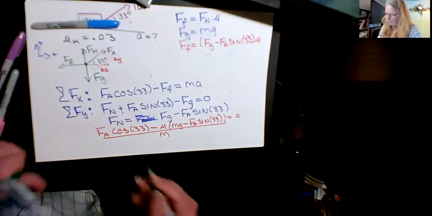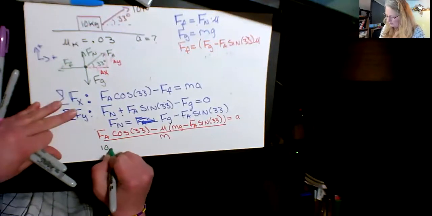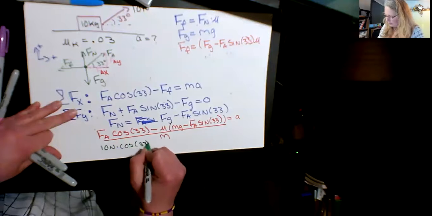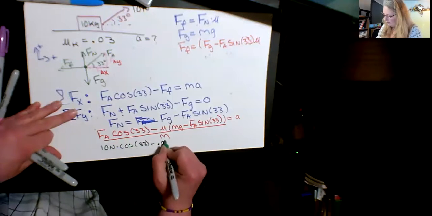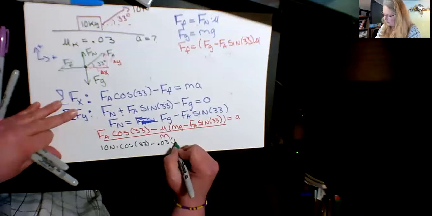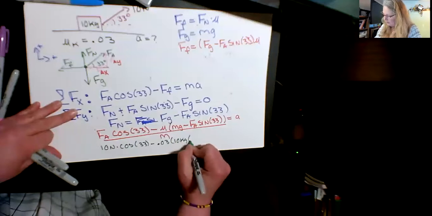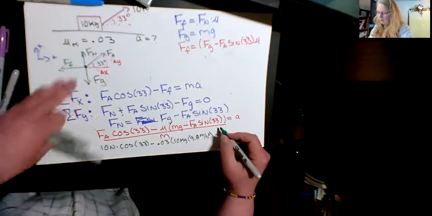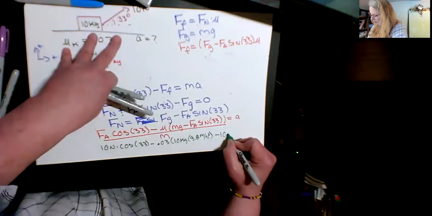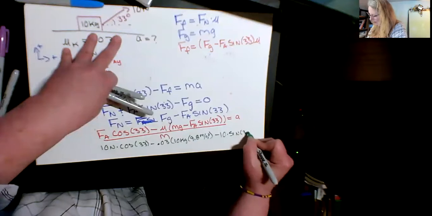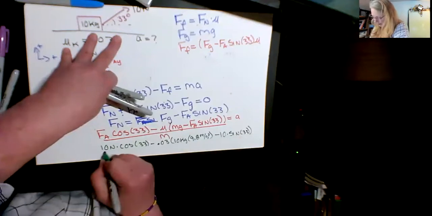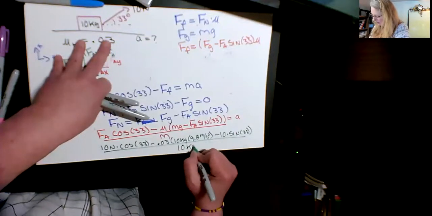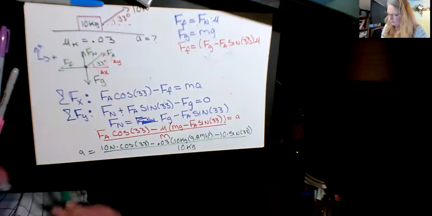So let's see. My force applied is 10 newtons. So 10 newtons times cosine of 33 minus mu is 0.03 times my 10 kilograms times 9.8 meters per second squared minus my force applied, which was this 10 newtons times sine of 33. Close that. Divide by the mass, which is this 10 kilograms. And that's what my acceleration equals.